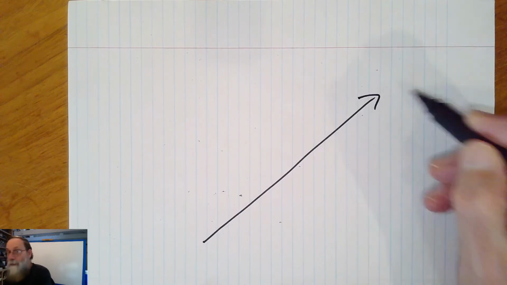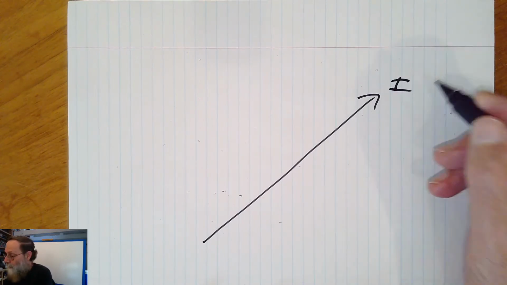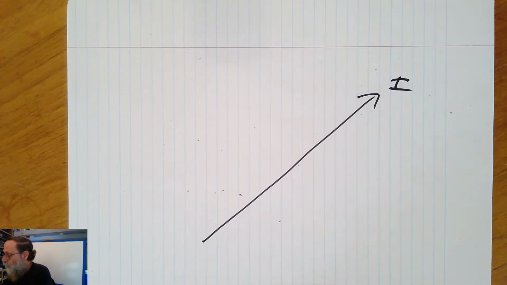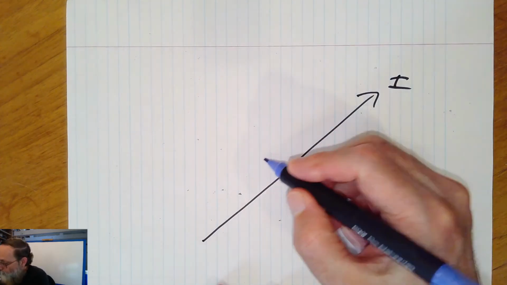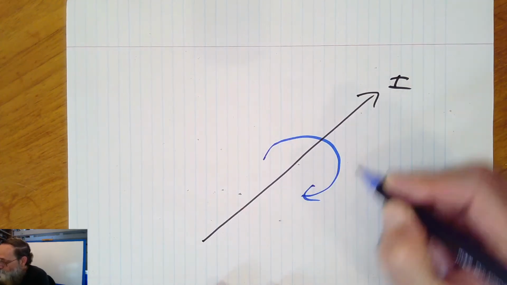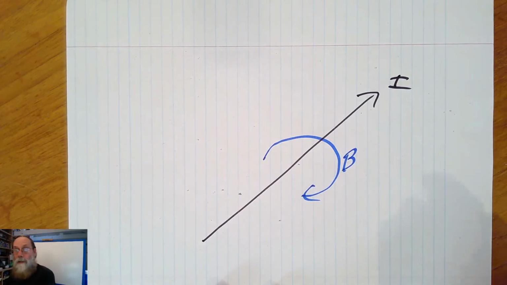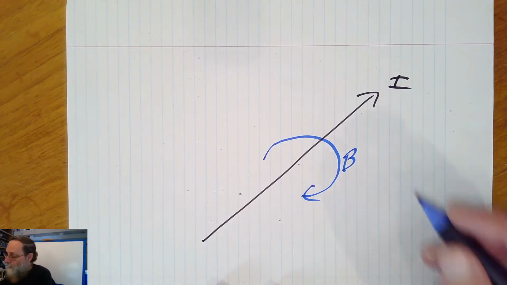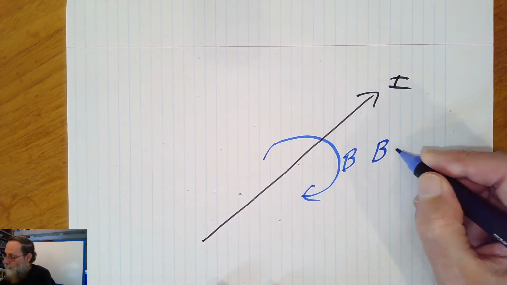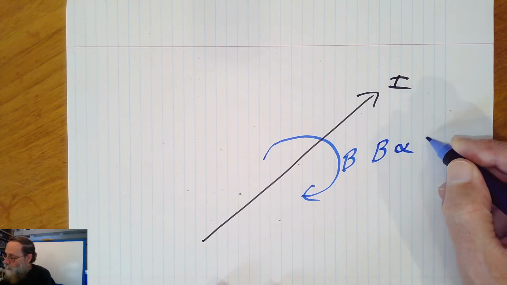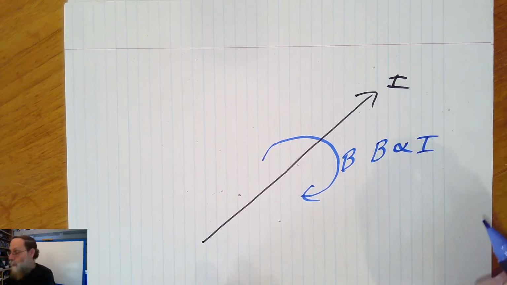If we take any conductor, we put a current through it. That current produces a magnetic field around the conductor. And the magnetic field's strength is proportional to the current.